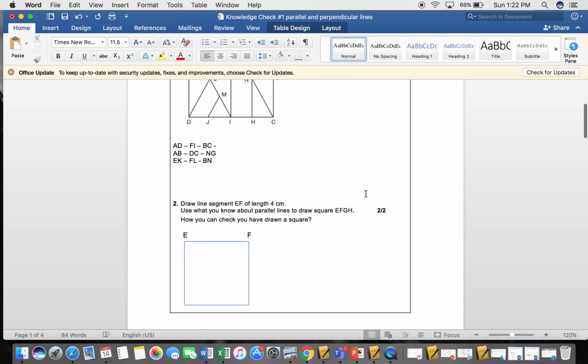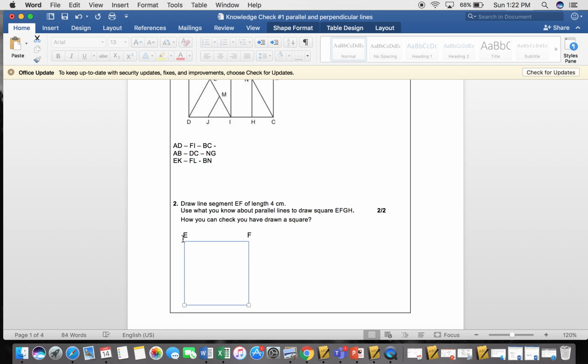Number 2, draw a line segment E to F. So that is this first line segment right here underneath this highlighted area that is E to F. Use what you know about parallel lines to draw a square. Well, I know that if I'm going to draw a line under E to F, so from here to here, it needs to be directly across from E to F, and it needs to be the same distance on both sides. So it needs to be the same distance from this side here to this side here.